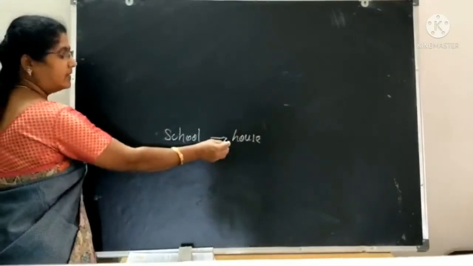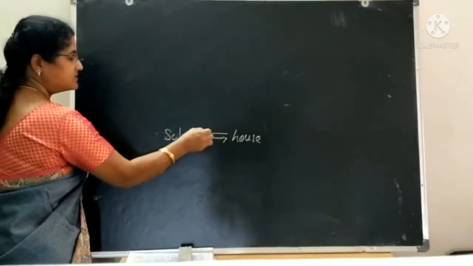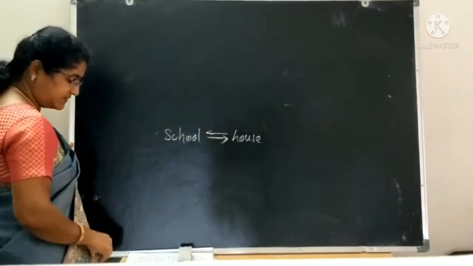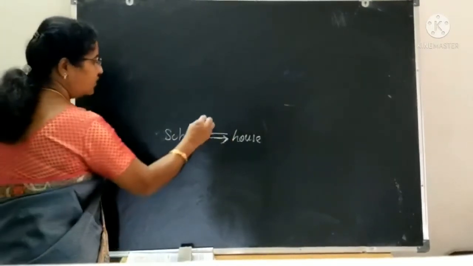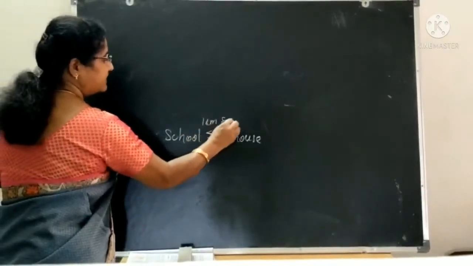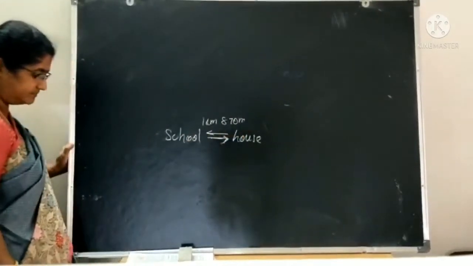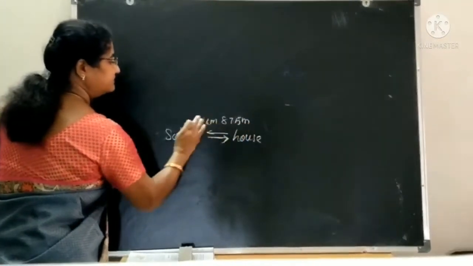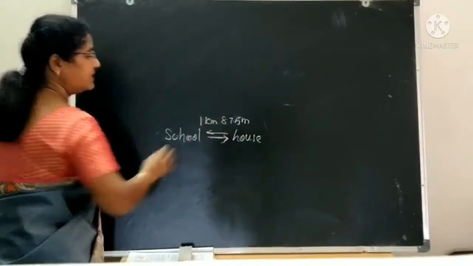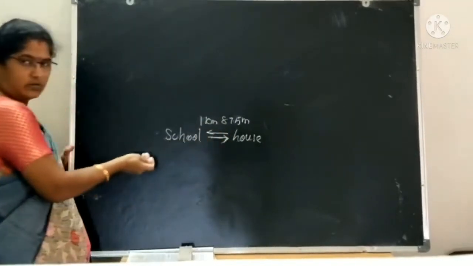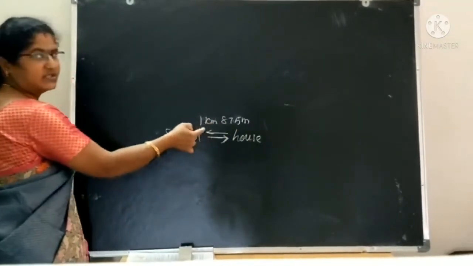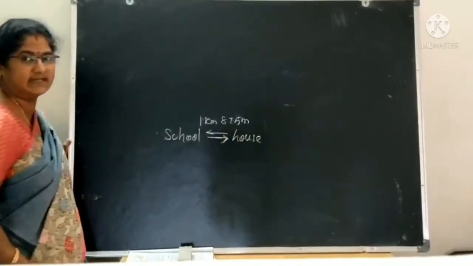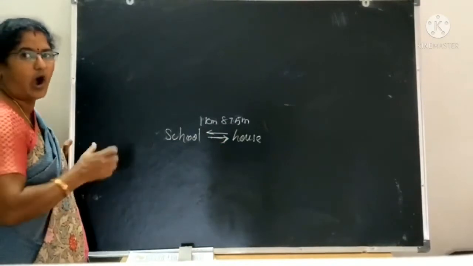She goes from house to school and from school to house. The distance between them is 1 kilometer 875 meter. So from house to school she walks this much distance. Again she comes back to home, so again it is the same distance. So in a day, how long does she travel?